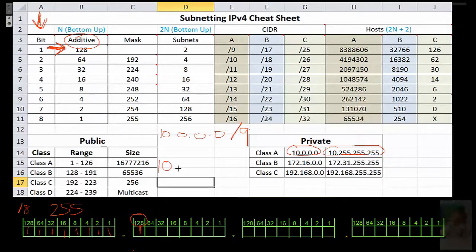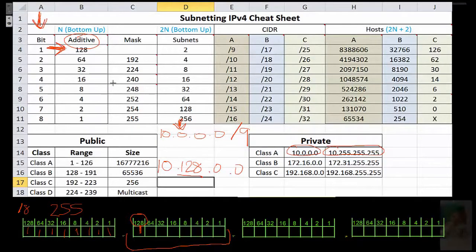Additive meaning our next network starts at 10.128.0.0. Why did I change this column? Why didn't I change one of these? Because this is the subnet octet we're working in. Because we're working in this second octet, that makes this the relevant octet of the IP address. Okay? So when we're going to do our additive counts, we're counting in the relevant octet.